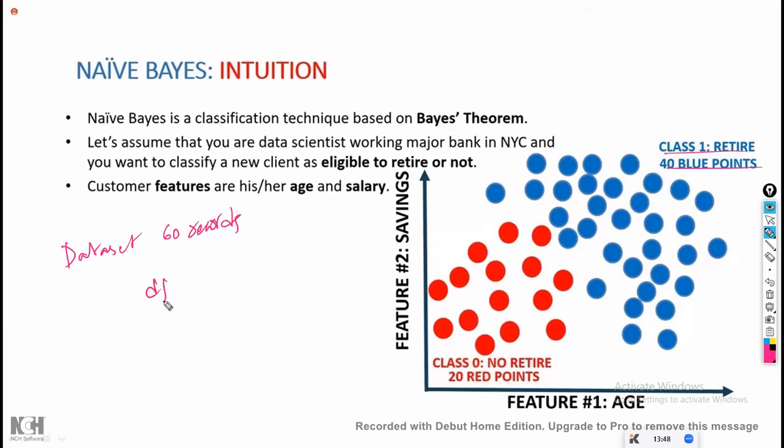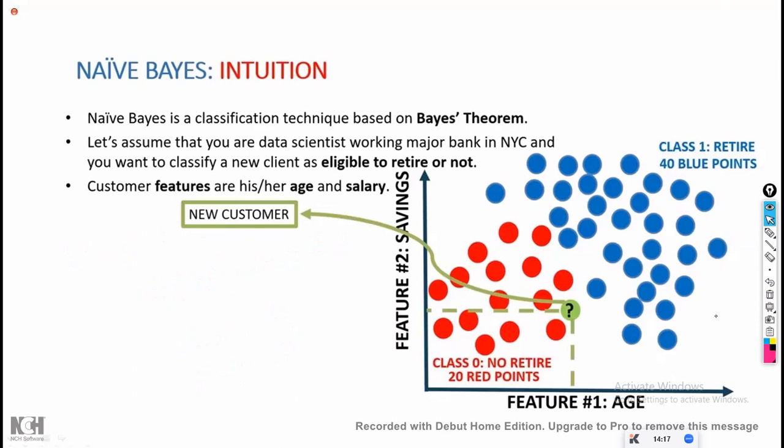If you apply value counts on the output variable, you get two classes: class 1 with 40 and class 0 with 20. This means the data set of 60 records has 40 records saying the person has to retire, and 20 records saying not to retire. Now there is a new customer. Whether this new person has to retire or not, based on age and savings.